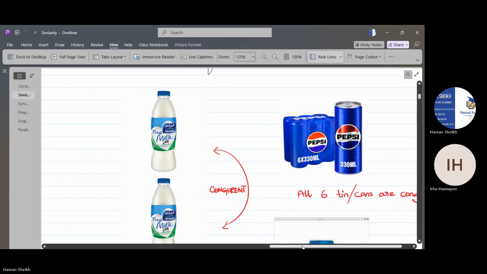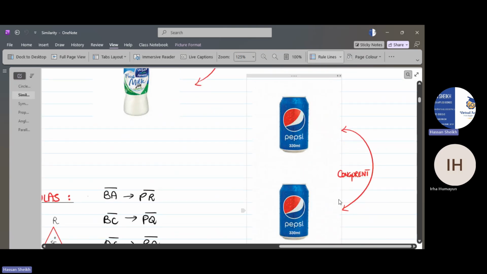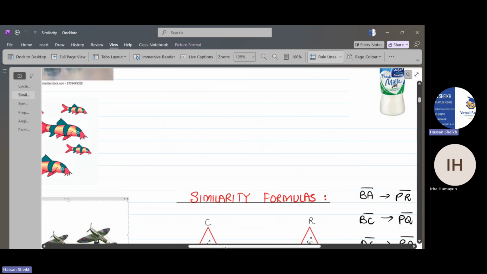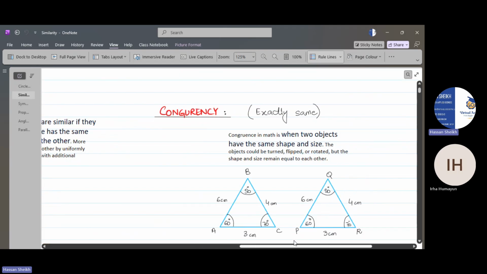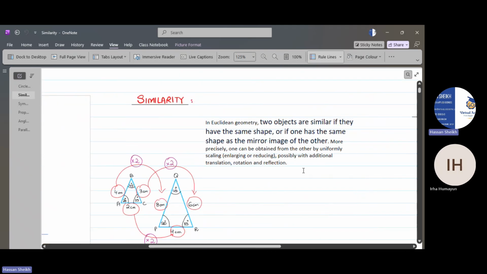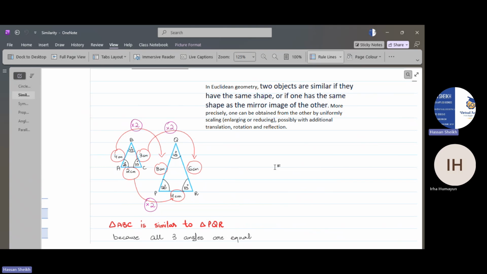Yes, sir. And then these six tins or cans are congruent. This one is congruent. The 330 ml can of Pepsi is congruent to the other 330 ml can of Pepsi. Congruency means exactly the same, but similarity means that they are the same in terms of shape, but their size does vary. It varies with the ratio.